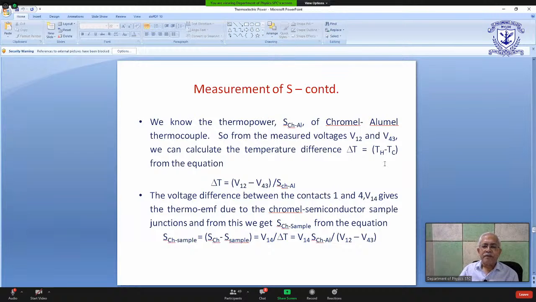And we can see that V14 gives the thermo EMF due to the chromel semiconductor sample. Okay. And from this we get the Seebeck coefficient of chromel with sample, okay, as V14 upon delta T. Okay. So where delta T is given by the equation shown above.